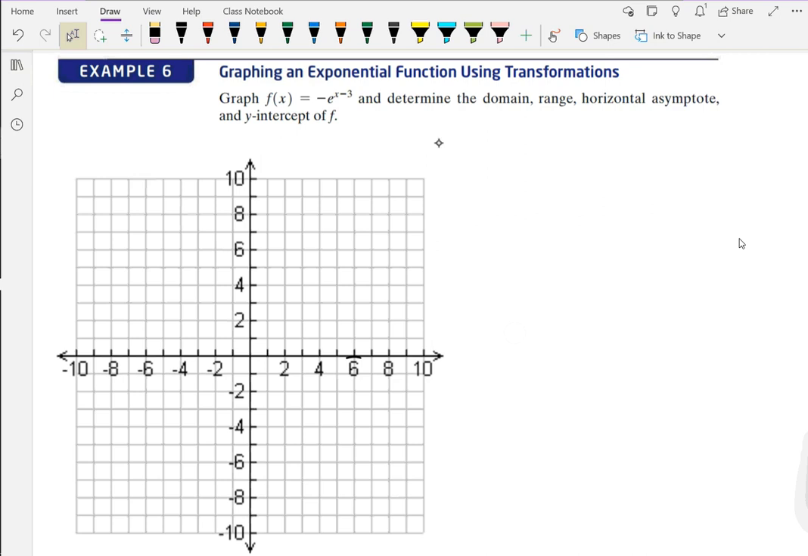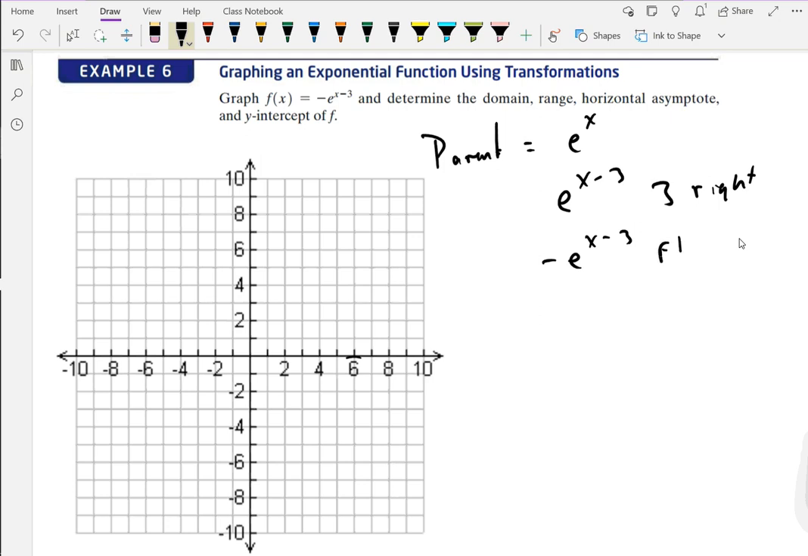So our parent function, if we take a look at this, is just going to be e to the x. When we do the order of operations, we'd have x minus 3 first. So that minus 3 is going to shift 3 to the right. Remember, anytime we work with our x's, we go the opposite direction. Then when we have negative e to the x minus 3, that's going to be a flip over the x-axis.